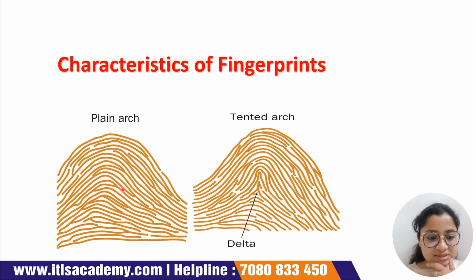Here also see, this is a plain arc. Okay, no complication is there, plain arc, and hence there is no delta. But this is a tented arc. See, in the middle there is some kind of a tent type shape, so we will be having a delta over here. Okay.